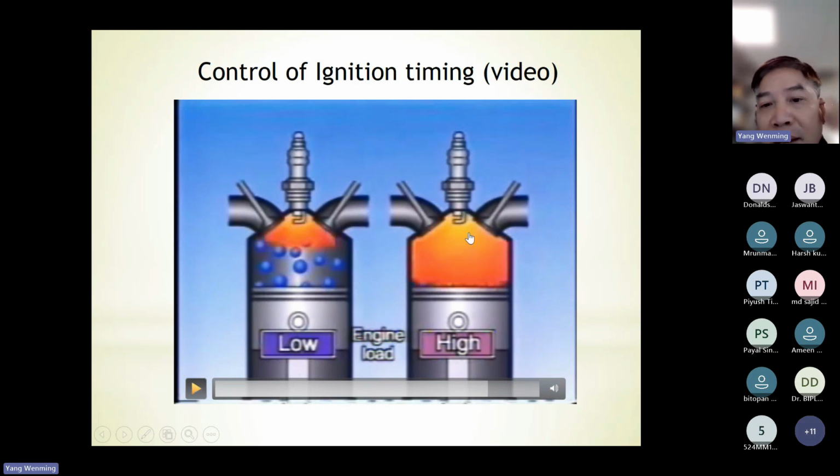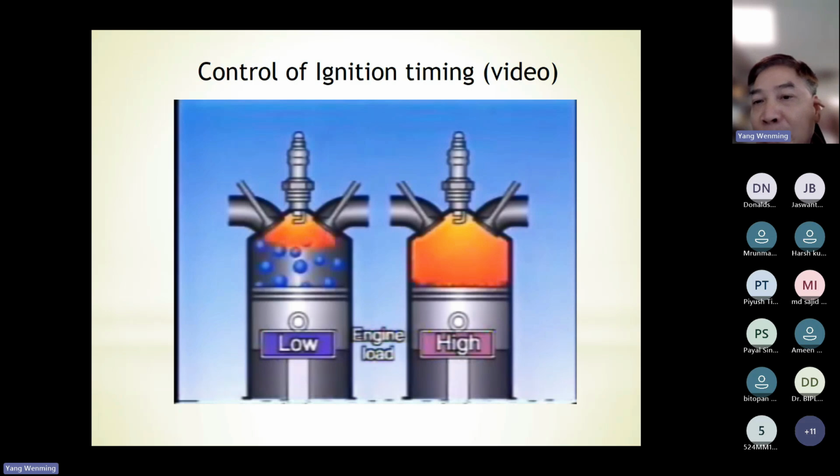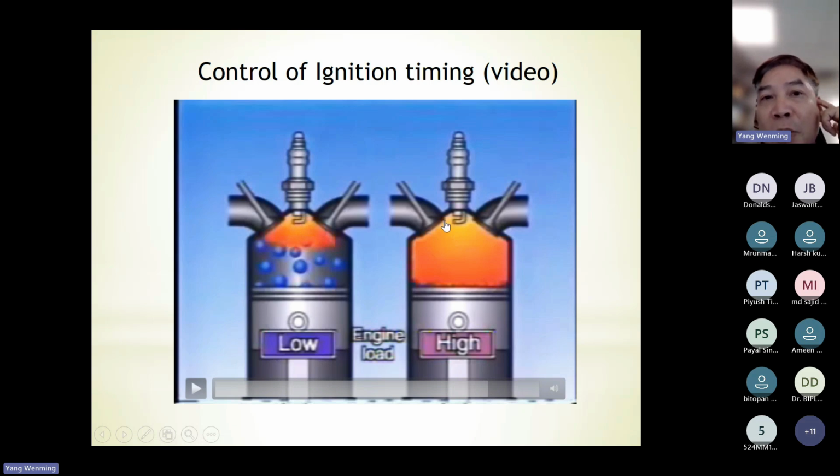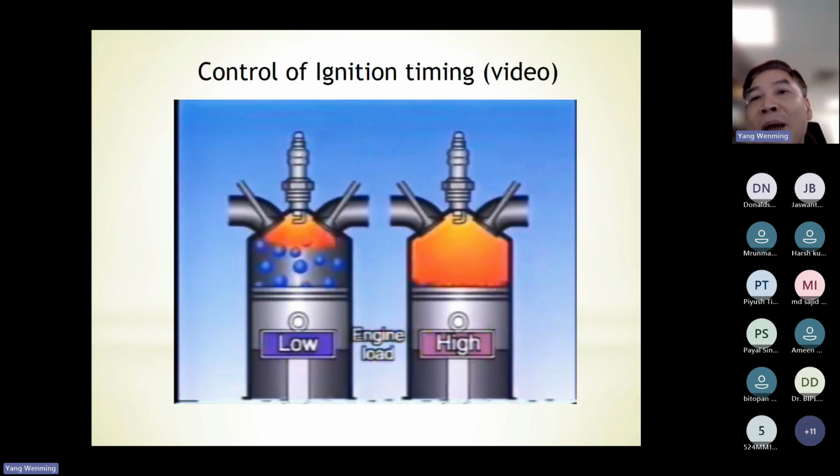Here we can see at higher engine load conditions, because more fuel is supplied to the engine, the combustion process is faster than this one. So when the engine is operating at higher load conditions, we should retard the ignition timing. Otherwise, the fuel will be burned too early, and we reduce the efficiency, because if too much fuel is burned in the compression stroke, then the efficiency will drop. Correct?